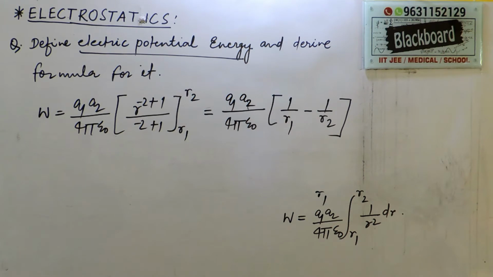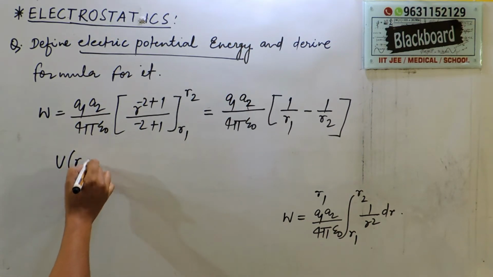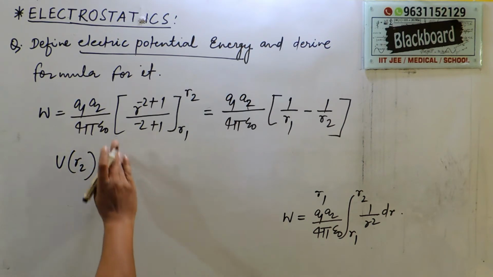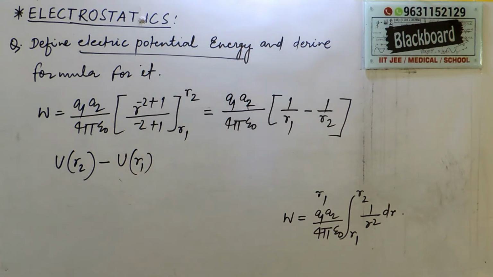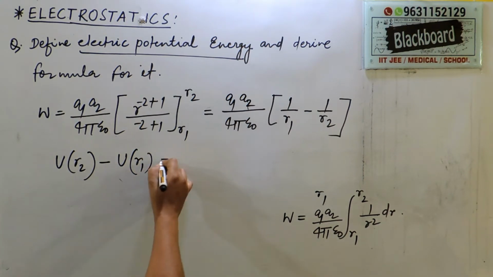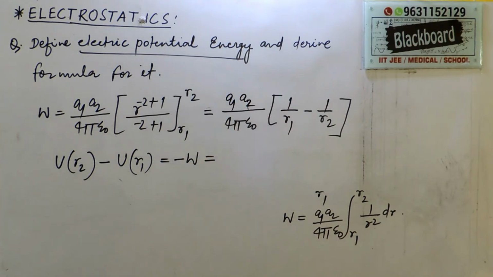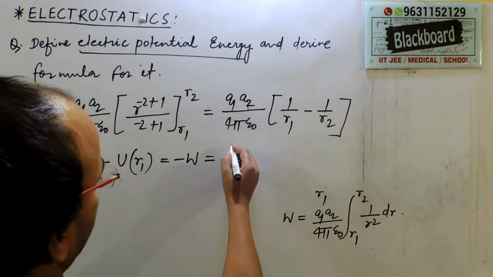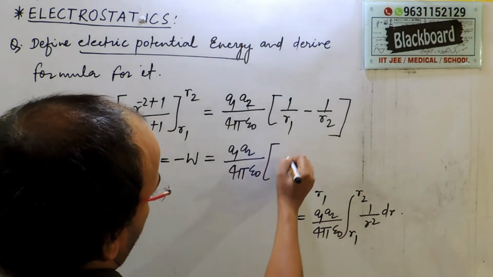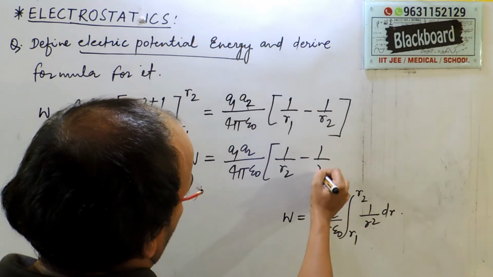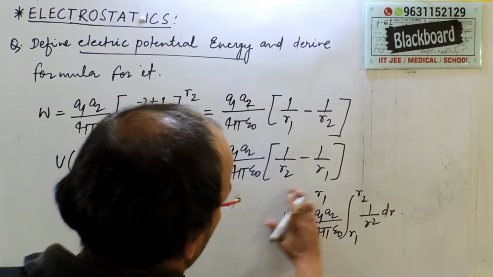Remember, no work is done by the electric force on the charge Q1 as it is kept fixed. The change in potential energy, that means U(R2) minus U(R1), is the negative of the work done. That means you can write Q1 Q2 by 4 pi epsilon naught into 1 by R2 minus 1 by R1. This is your work done.